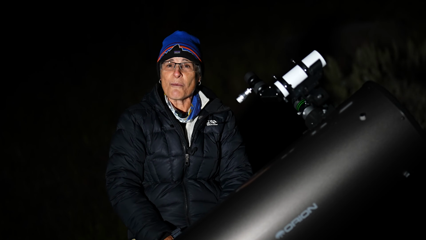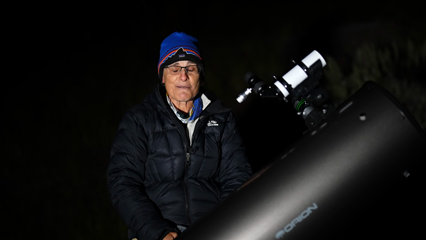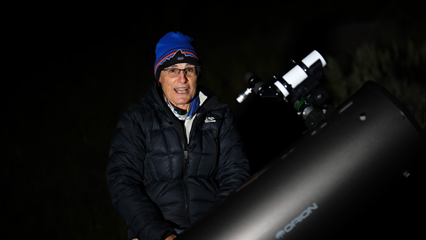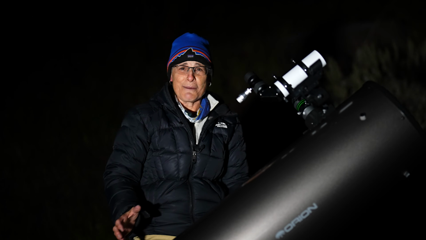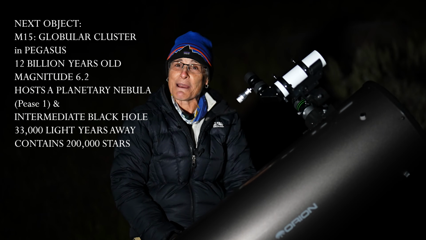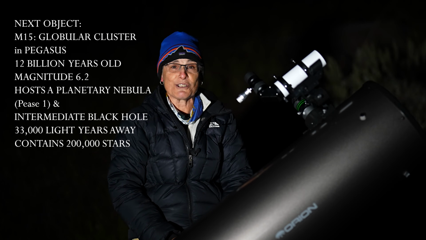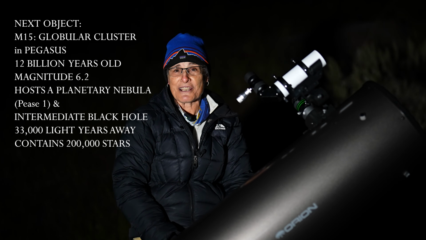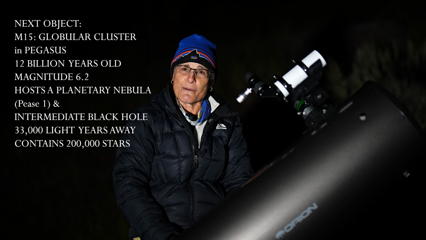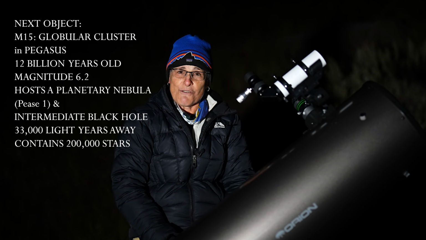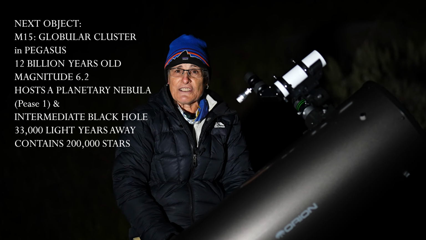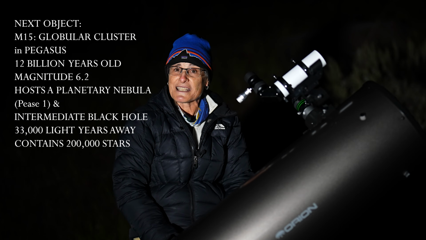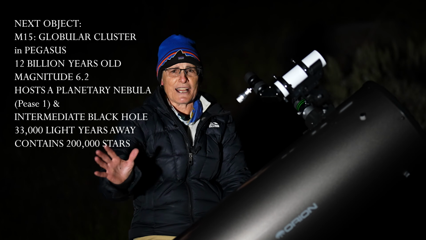Now, let's go back up to the Great Square of Pegasus and the constellation Aquarius to look at two spectacular globular clusters, M15 in Pegasus, the finest globular cluster in the autumn sky, and the almost as spectacular M2 in Aquarius. M15 was discovered by Jean-Dominique Maraldi in 1746, and M15 is 12 billion years old, and at magnitude 6.2 can be seen with the naked eye from a very dark sky.